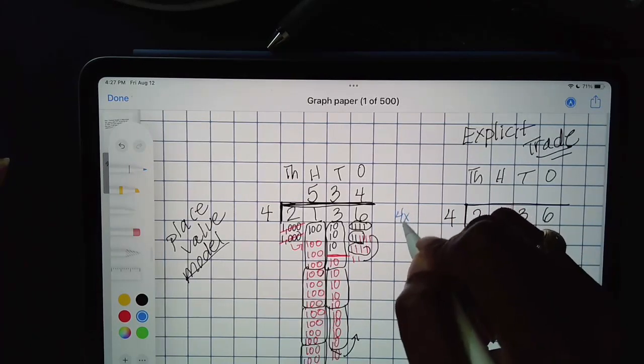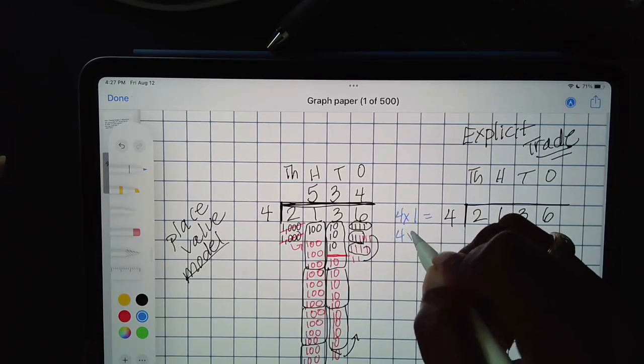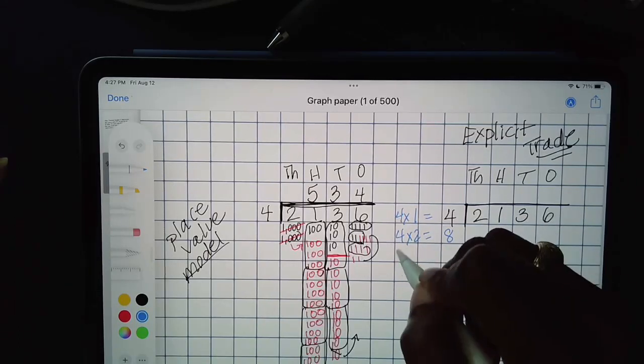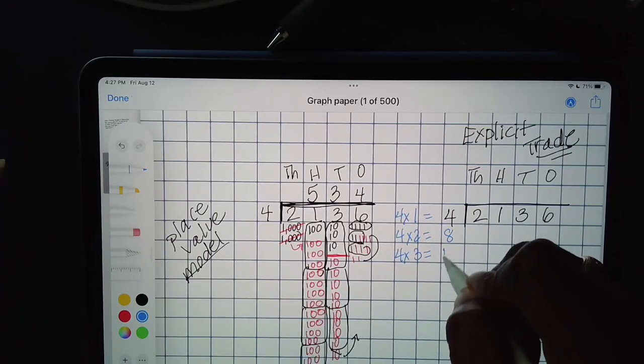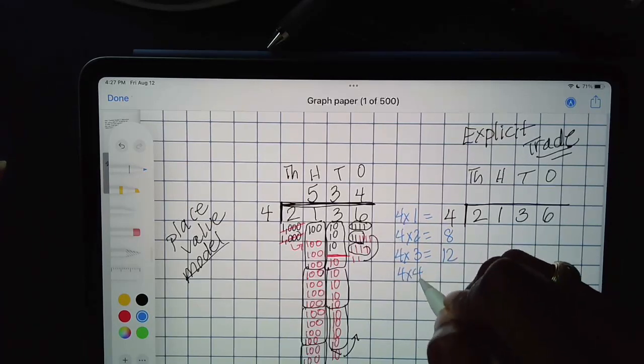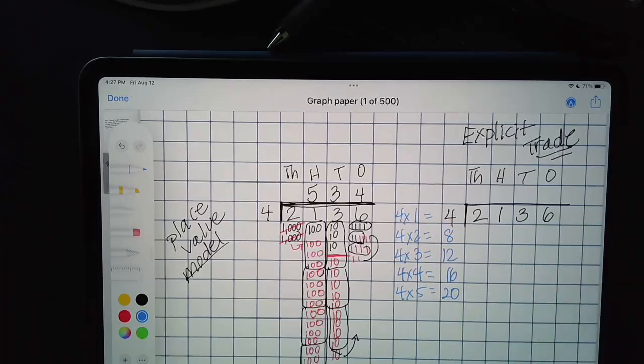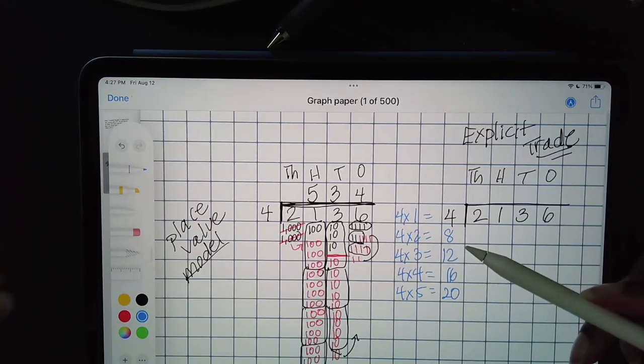So 4 times 1 is equal to 4. 4 times 2 is equal to 8. And then 4 groups of 3 is equal to 12. 4 groups of 4 is equal to 16. 4 groups of 5 is equal to 20. Now, I would have them do this, but still work on helping them figure out what those multiplication facts are and how to use them in a smart way, where if they know the 2s, the 5s, and 10s, then they can figure out anything. Any multiplication fact, they can figure it out.